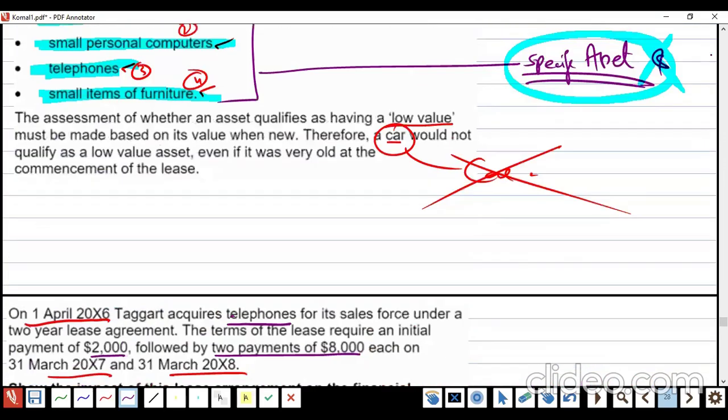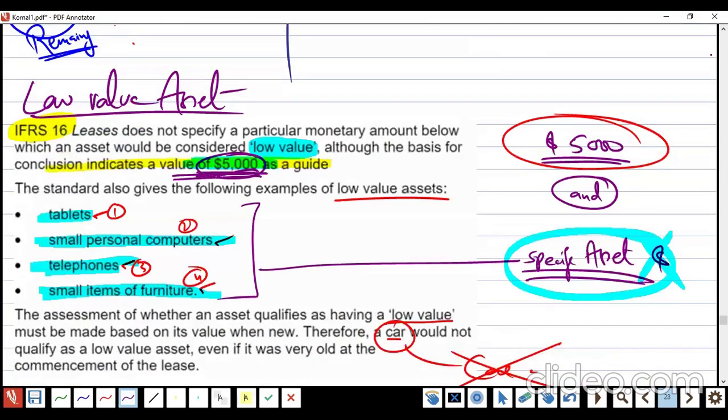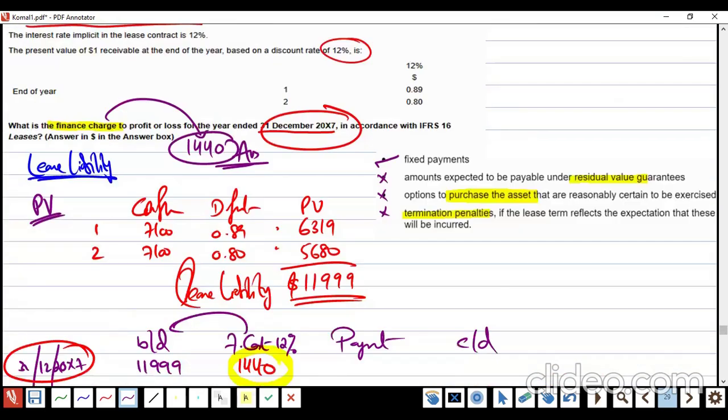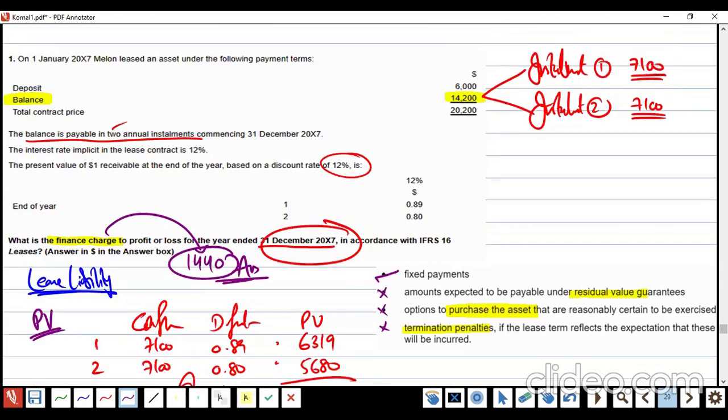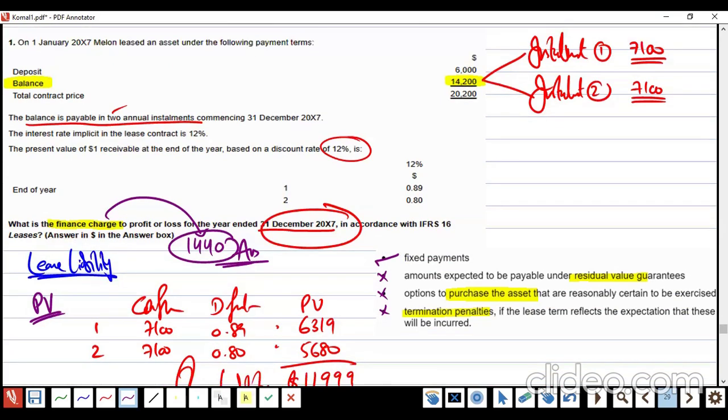Why did you not apply the low value asset exemption? Is it a table? Is it a tablet? No. Is it a PC? No. Is it a telephone? No. Is it small items of furniture? No. Is the value of the lease below 5,000? No. So how can I say that it's a low value asset? We cannot have anything matched with the low value asset conditions.